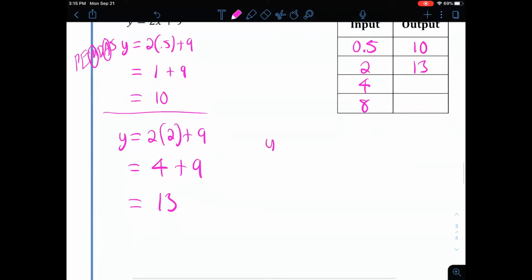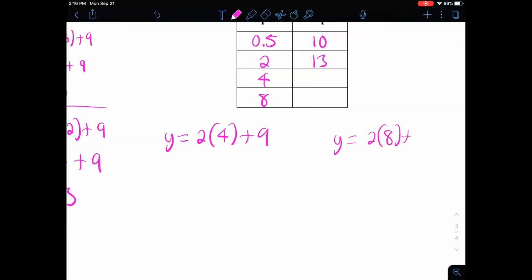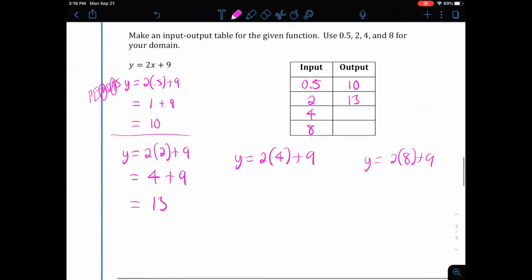See if you can try the other 2 on your own. We're going to do y equals 2 times 4 plus 9. And we're going to do y equals 2 times 8 plus 9. See if you can figure out these last 2 on your own. Go ahead and give those a try.